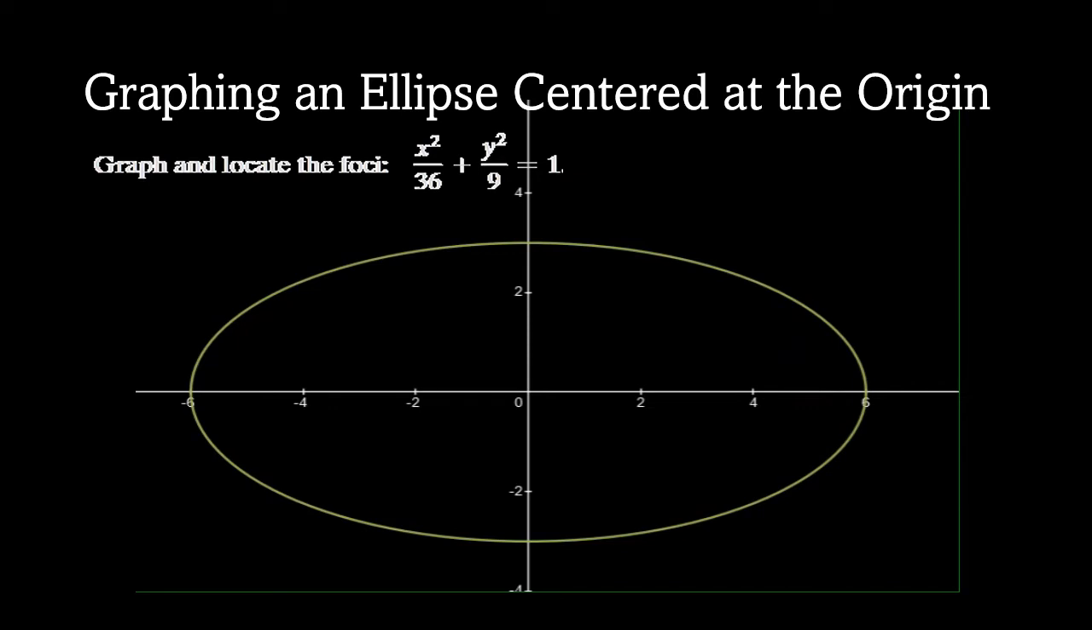So see, my vertices are plus or minus 6, and we have b equal plus or minus 3, and now we have the foci. We get the foci by using c squared equal a squared minus b squared, and that's 36 minus 9, that's 27. So the square root of 27 is 5.196. So keep in mind, the foci are plus or minus the square root of 27.